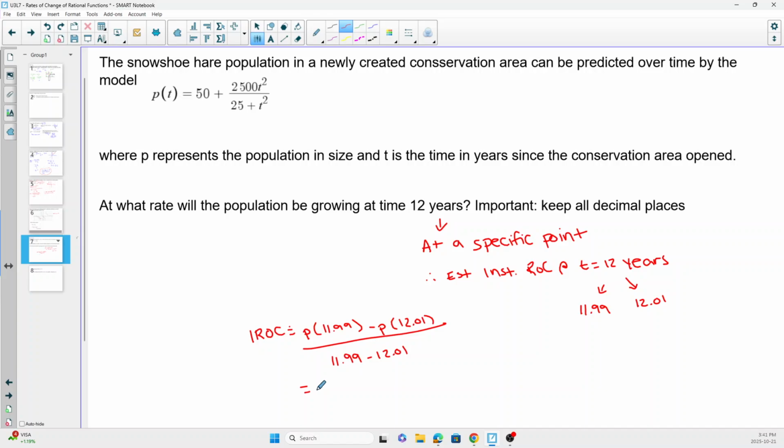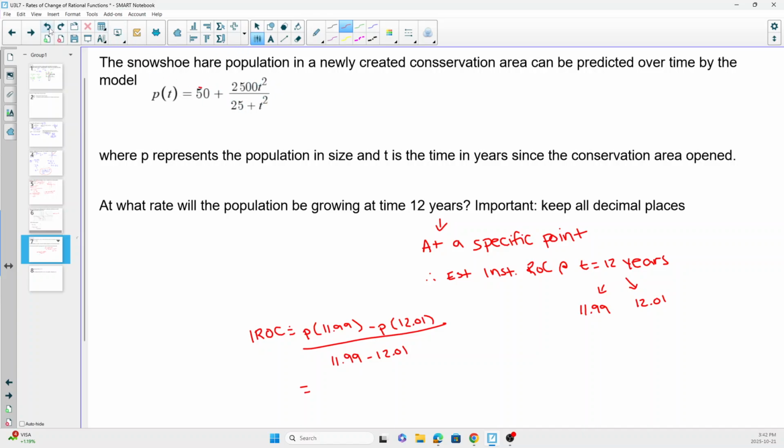Okay, and so again, absolutely, on a test, you can sub 11.99 into here, right? We would do probably all of this first. So we would do 11.99 squared, then we would multiply that by 2,500, then we would divide, and in brackets, we would do 25 plus 11.99 squared. We'd get that amount, then we would add 50.